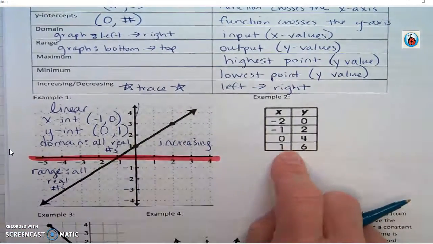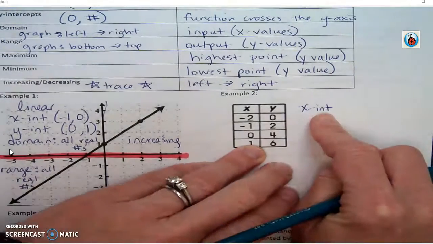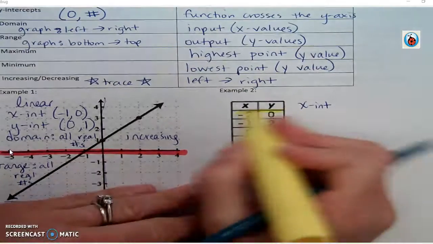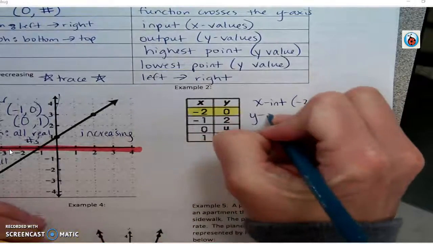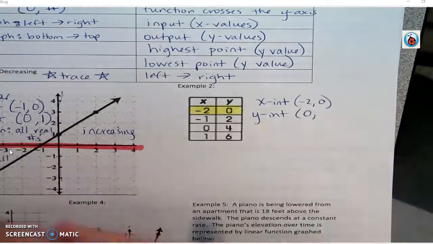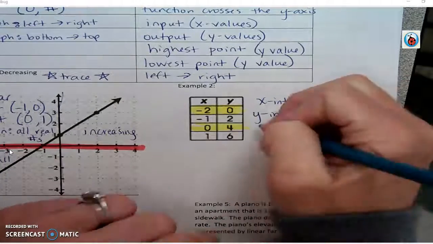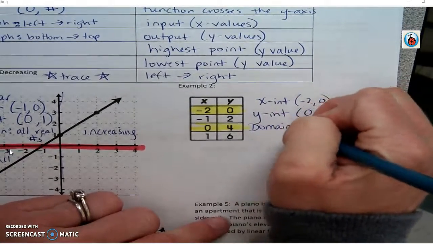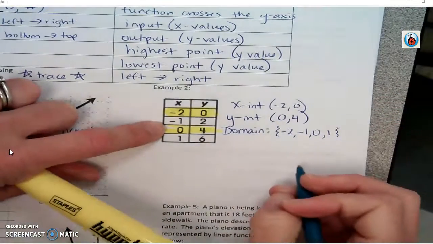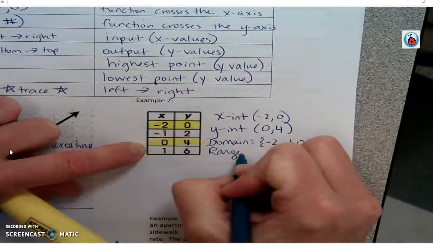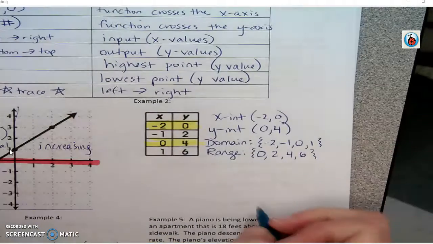Example 2 is a table. Let's first talk about the x-intercept. The x-intercept has a 0 for the y value. So right here is your x-intercept, (-2, 0). Your y-intercept has a 0 for the x-coordinate. So the y-intercept is (0, 4). The domain is your x values. So in this case, our domain is -2, -1, 0, and 1. Your range is your y values. So it's 0, 2, 4, and 6.